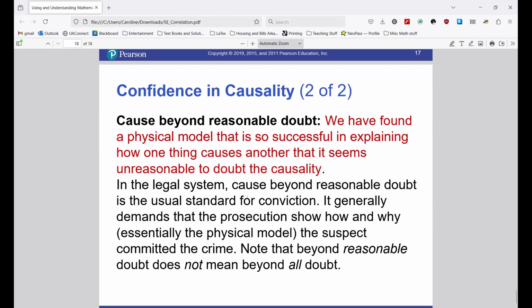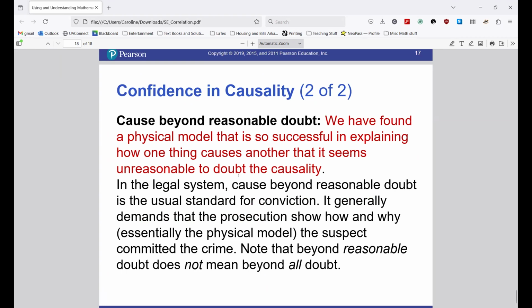Then we have cause beyond a reasonable doubt. We have found a physical model that is so successful in explaining how one thing causes another that it seems unreasonable to doubt its causality. In the legal system, cause beyond reasonable doubt is the usual standard for conviction. It generally demands that the prosecution show how and why, essentially the physical model, the suspect committed the crime. Note that beyond reasonable doubt does not mean beyond all doubt, so it's just reasonable.